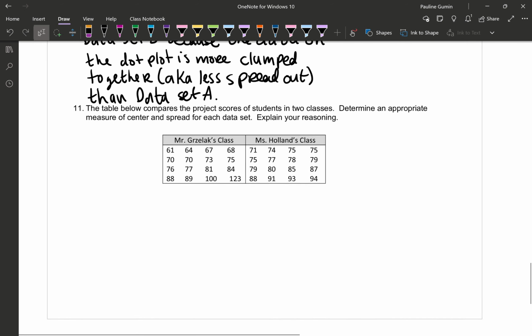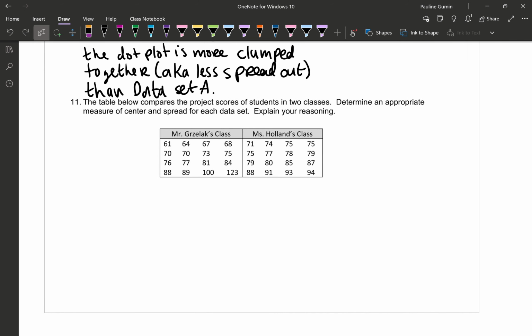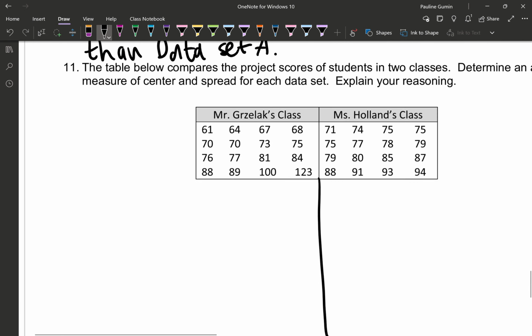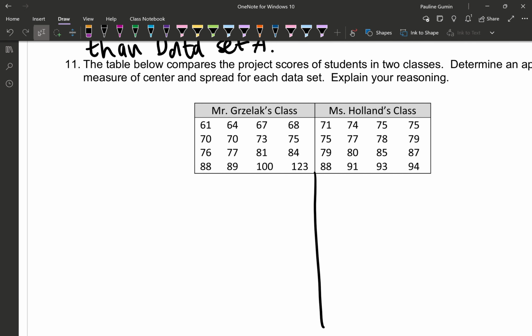Number 11. The table below compares project scores of students in two classes. Determine the appropriate measure of center and spread for each data set. Explain your reasoning. Okay, let's take a look. The two measures of center that we could possibly have, and that would help us determine what spread to use, are median and mean.